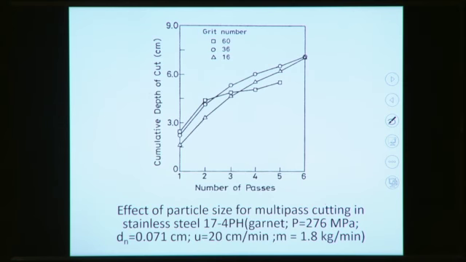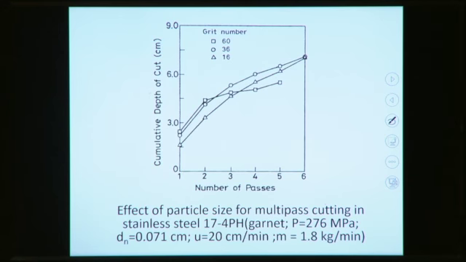So number of passes means we can use a single nozzle or different passes for getting a certain depth of cut, a certain depth of machining, into the workpiece surface, or you can use multiple tandem of jets and move them together. All these jet nozzles you can move together.